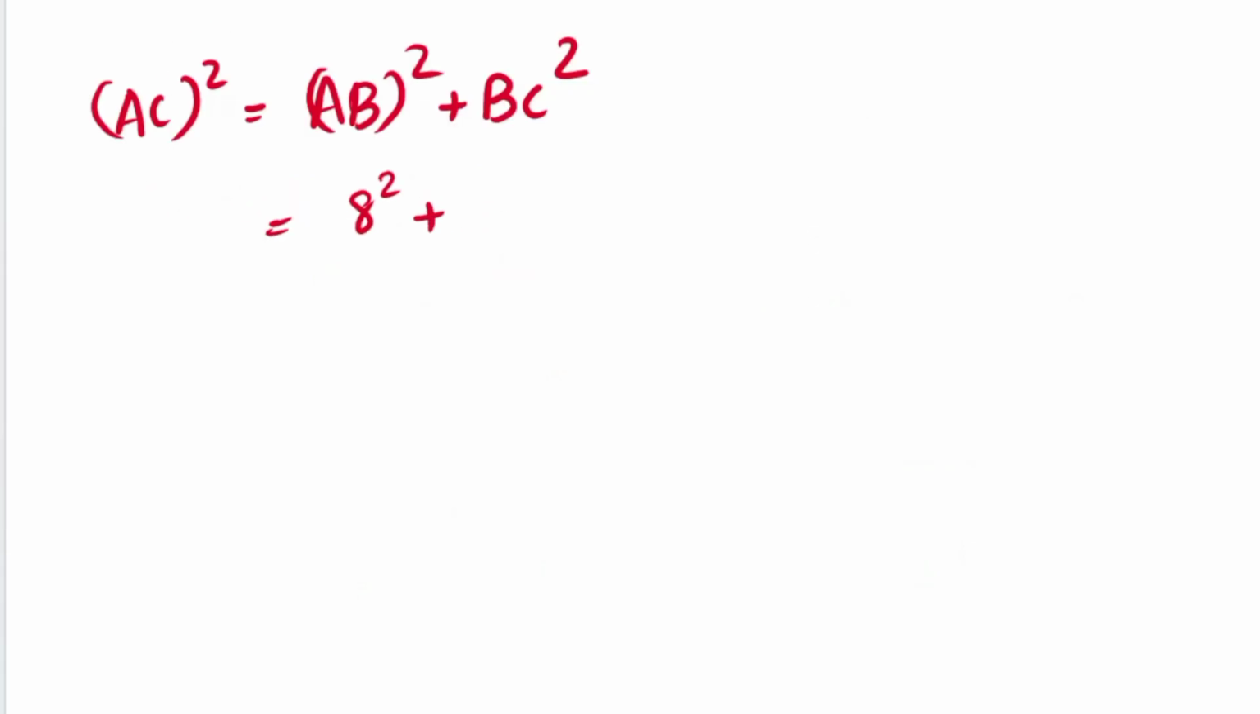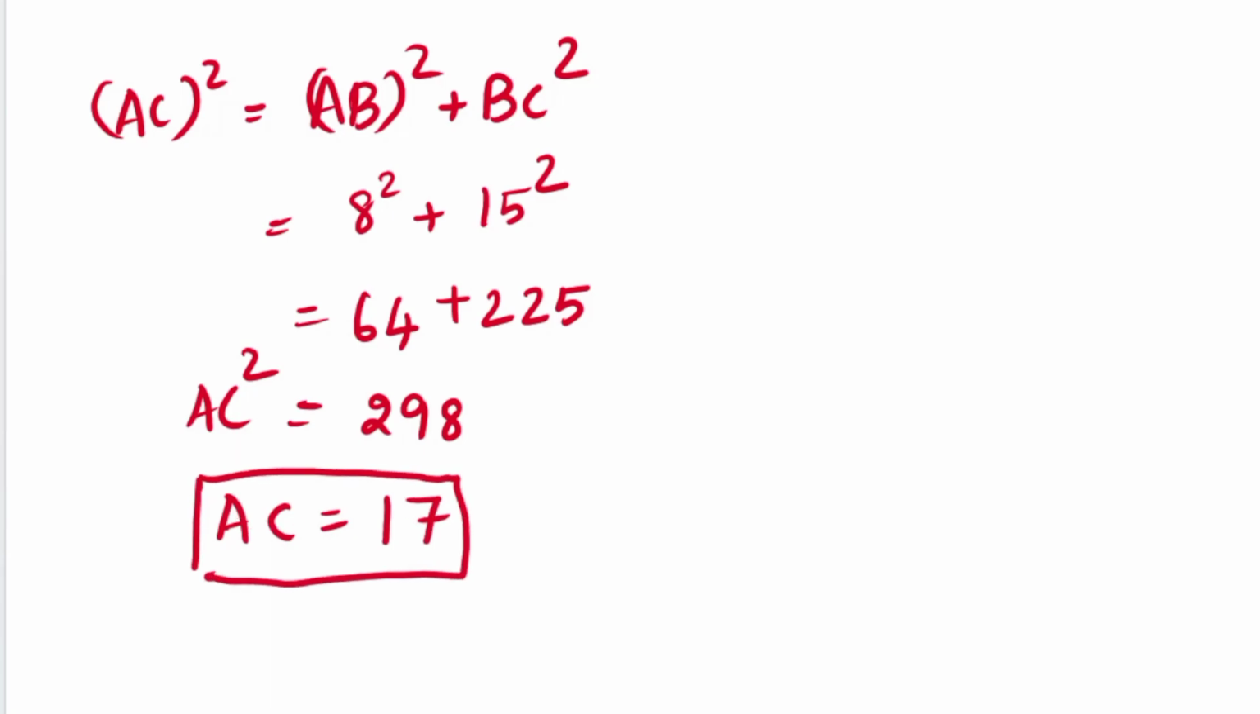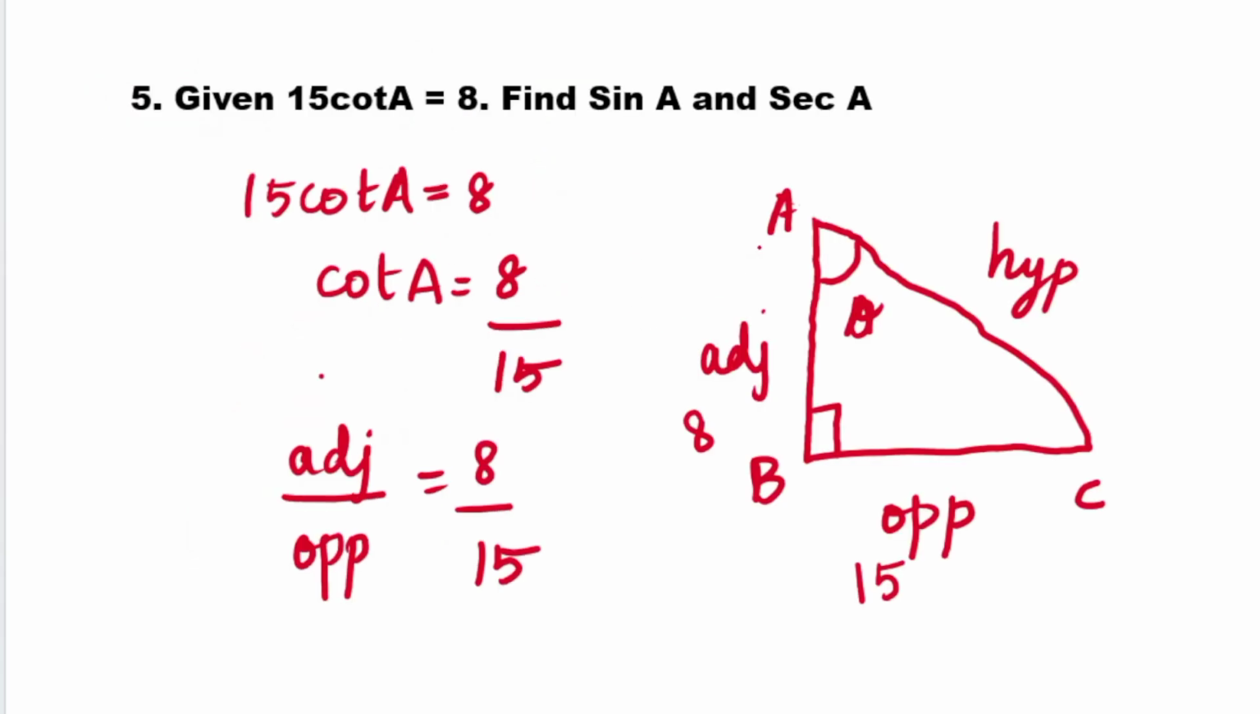8 square plus 15 square, 64 plus 225, 289. So AC square is 289 and AC is 17. The root of 289 is 17. So what is the hypotenuse? We have found out that the hypotenuse is 17.